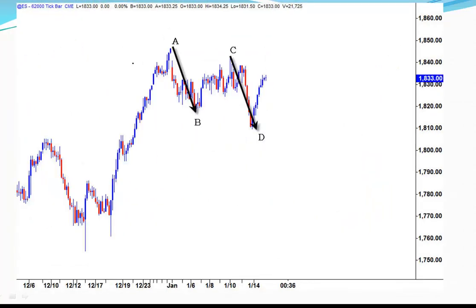Okay, here again, this has actually happened just recently. We had the market all-time high and then made a low.